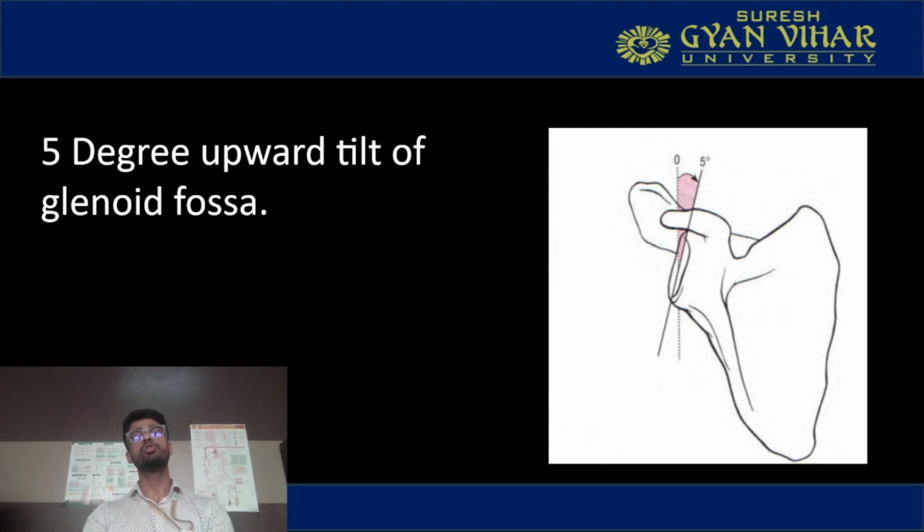Also we must know that the glenoid fossa has a 5-degree upward tilt. You can see this is your glenoid fossa. It has a 5-degree upward tilt to accommodate the humeral head. So always remember that your glenoid fossa is tilted 5 degrees upwards to accommodate the head of the humerus bone.